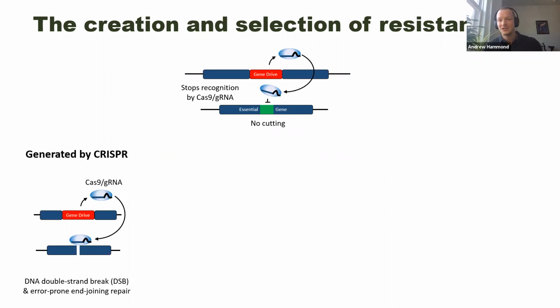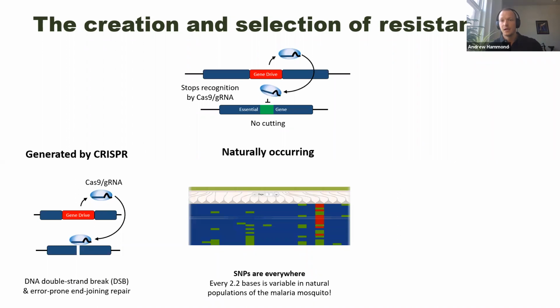These resistant mutations can be generated by CRISPR through the end joining pathway. This is something that's very common and very well studied. But they could also be naturally occurring. We know that the mosquito genome is very diverse. Just like humans have differences in our DNA, mosquitoes have differences between individuals.